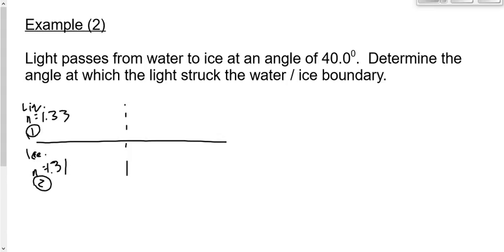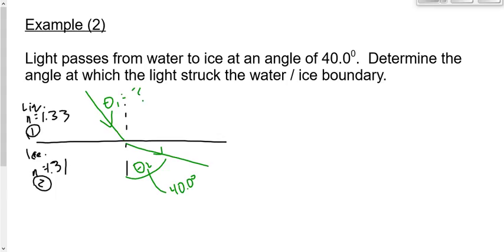Let's say we've got this ray of light that's coming in like this. The angle of incidence is what we're trying to find, theta 1, measured from the normal line. Okay, a normal line, normal in physics means 90 degrees. Remember normal force in physics 20? Normal line, 90 degrees to the boundary. We always measure from the normal line. Now, theta 2, also measured from the normal line, we know the value of this. It says light passes from water to ice at an angle of 40 degrees. It passes into the ice at 40 degrees. We want to know the angle at which the light struck the water-ice boundary.